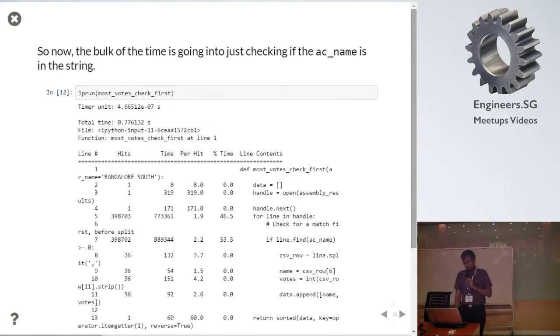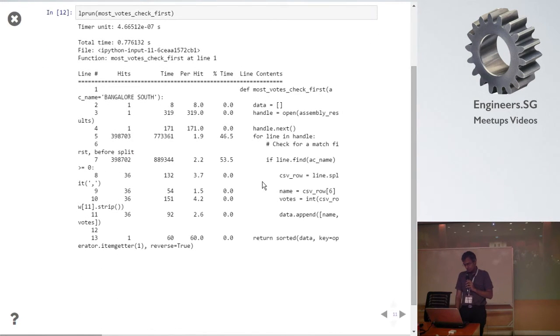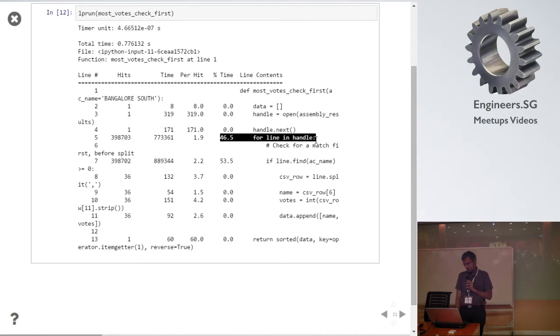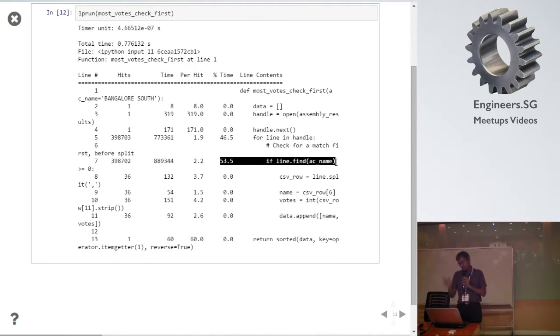But okay, now where is the time going into? So there's about 45% going into the for loop itself, and there's 53% going into checking if this particular candidate's name is present in the line. How do we optimize that? Now the thing is, something like if line.find of something is small enough that it's tough to optimize, so you've got to go a little deeper.